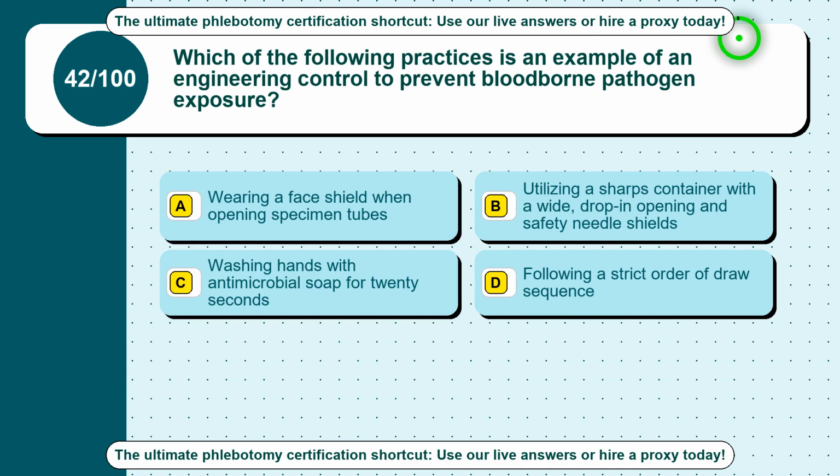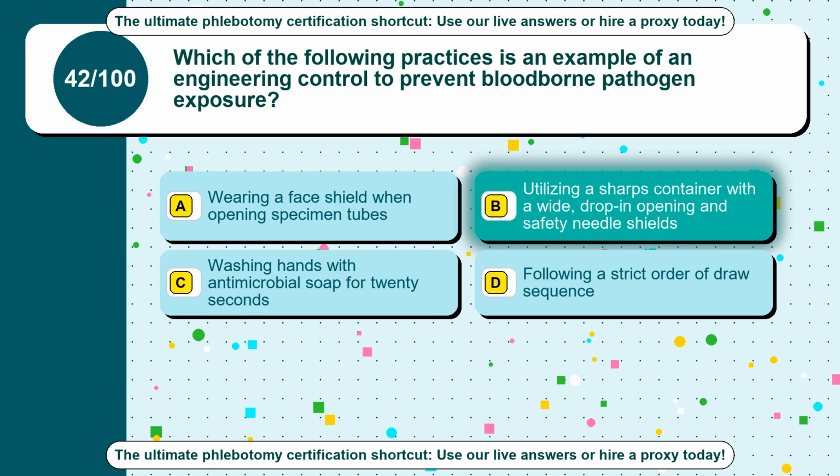Question 42. Which of the following practices is an example of an engineering control to prevent blood-borne pathogen exposure? Option A. Wearing a face shield when opening specimen tubes. Option B. Utilizing a sharps container with a wide, drop-in opening and safety needle shields. Option C. Washing hands with antimicrobial soap for 20 seconds. Option D. Following a strict order of draw sequence. The correct answer is option B.